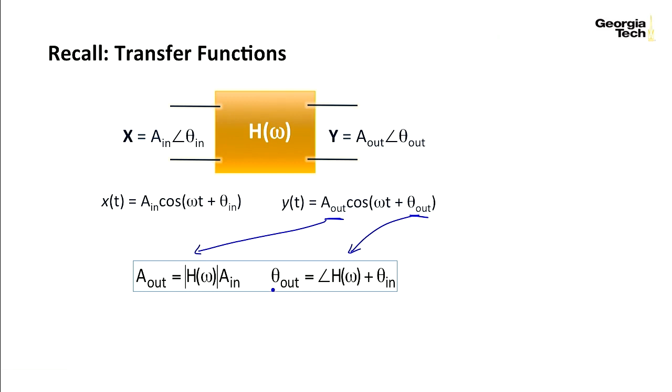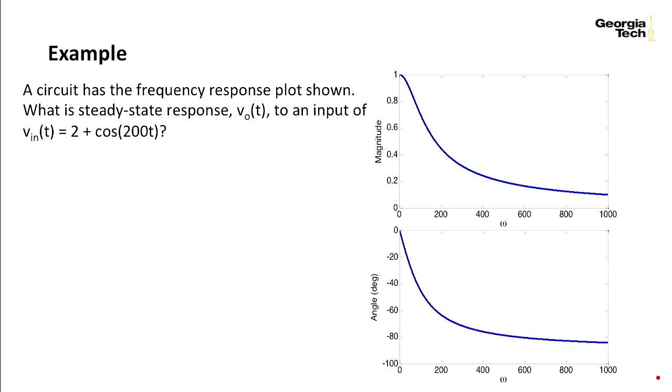Now let's apply this. Let's take a look at this example where we're given this frequency response of a circuit and we want to find the steady state response to this input. So we want to use those relationships between the input and output amplitudes. In this particular case, we have a DC component, and then we've got a component with omega equals 200. So that's right here and right here. So I follow this up and I get this value is about, say, 0.4, and then this value is 1. So this is equal to the magnitude of H at 200.